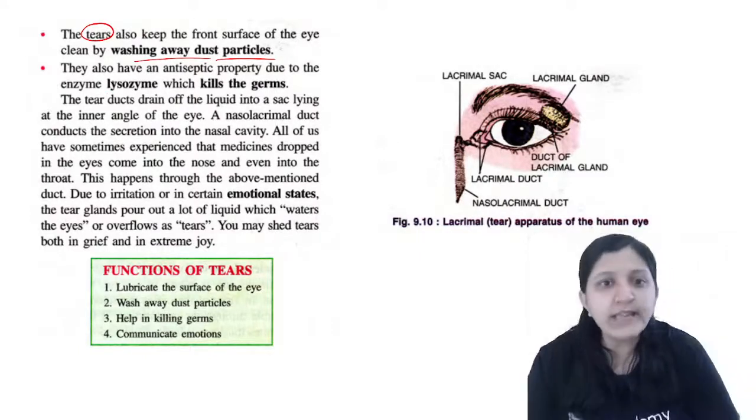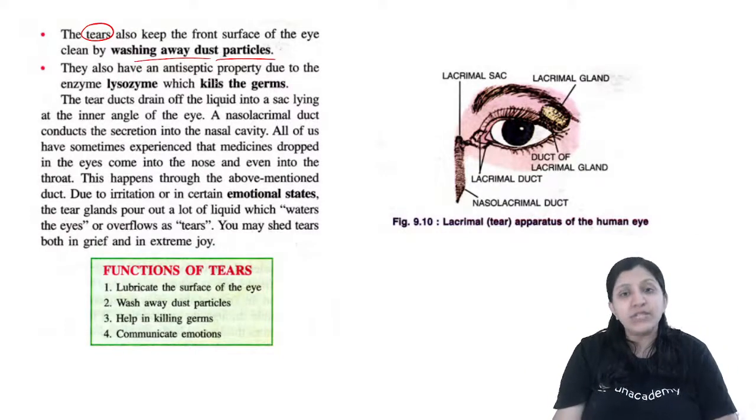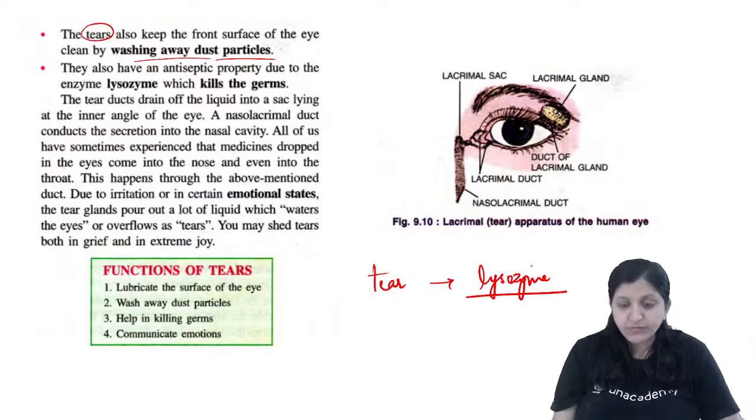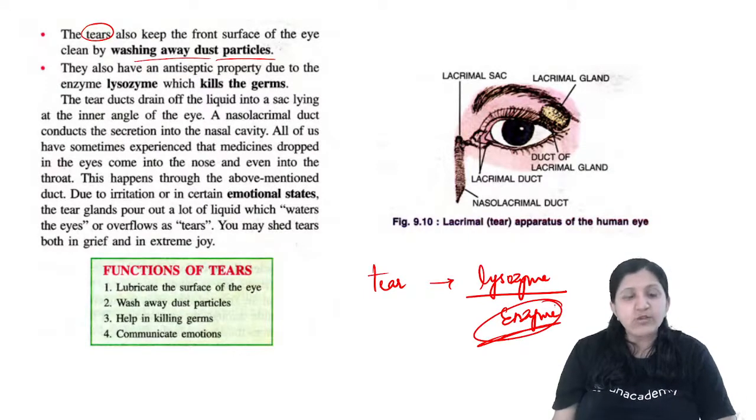All right, then they also have an antiseptic property. What does the tear contain? It contains an enzyme called lysozyme. You know that lysozyme can kill germs. Lysozyme is an enzyme, not a hormone, sorry. So lysozyme is an enzyme.